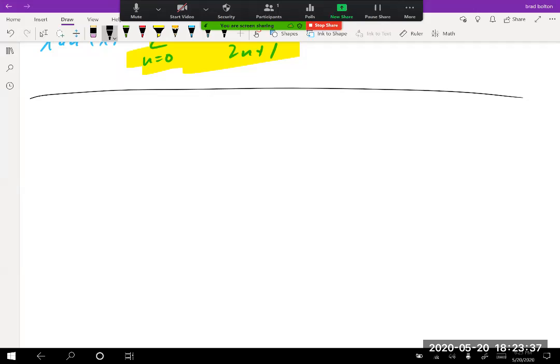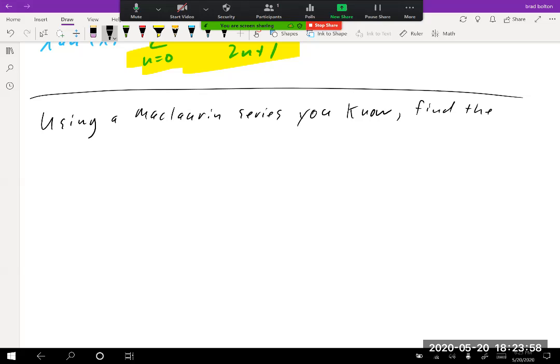Let's try this one. Let me just show you guys something. Suppose you want to use this new information. It says using a Maclaurin series, find the Maclaurin series for f of x equals tan inverse of x squared.